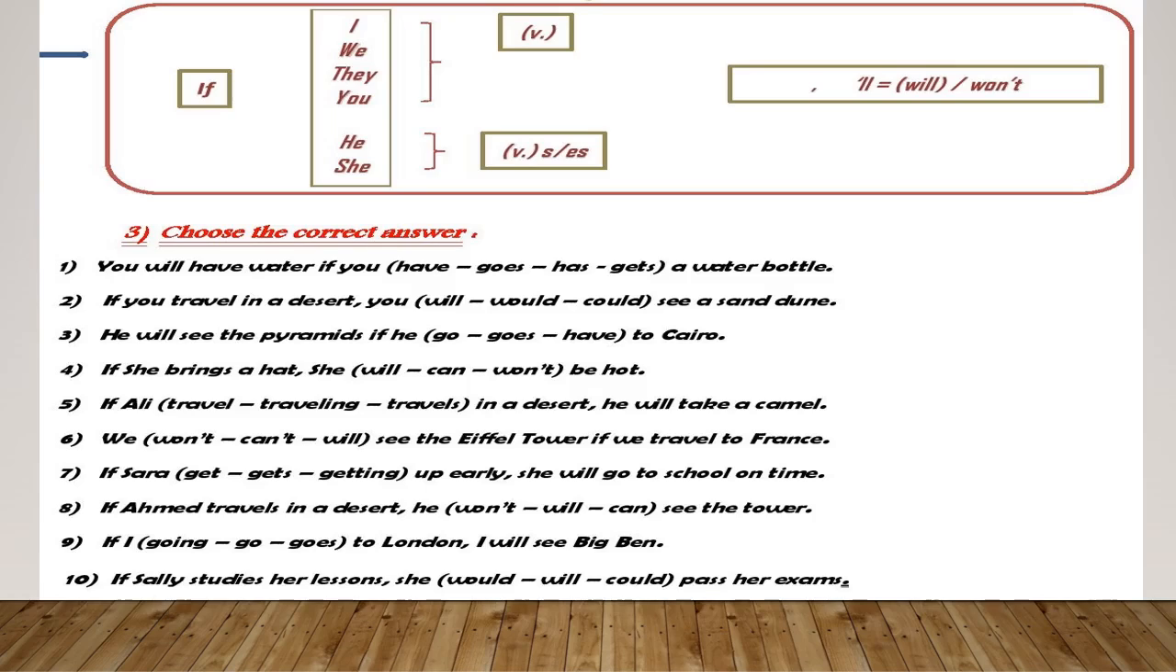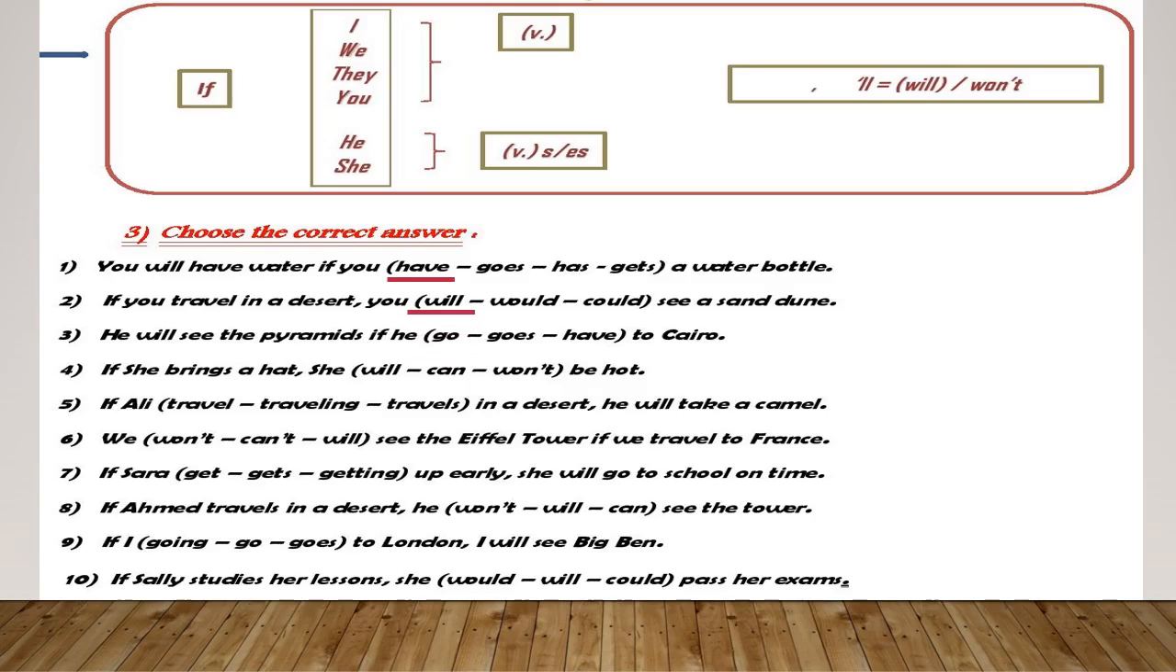Now, I will read the sentence and I need everyone to pay attention with me. Number 1. You will have water if you have, if you goes, if you has, if you gets a water bottle. After you, put the verb without any additions. You will have water if you have a water bottle. Number 2. If you travel in a desert, you will, or you would, or you could see a sand dune. If you travel in a desert, yes, you will.